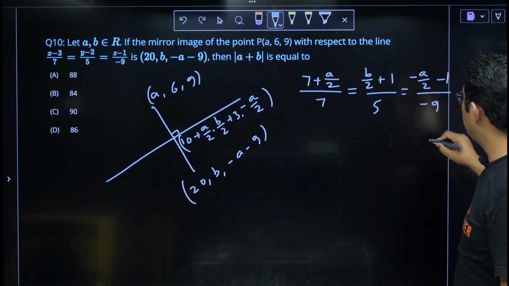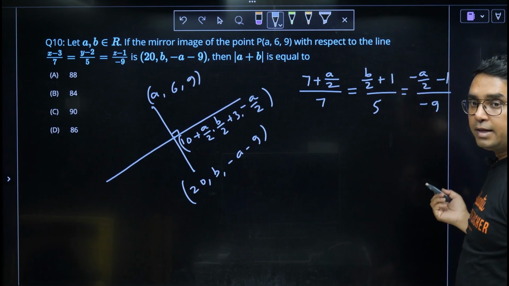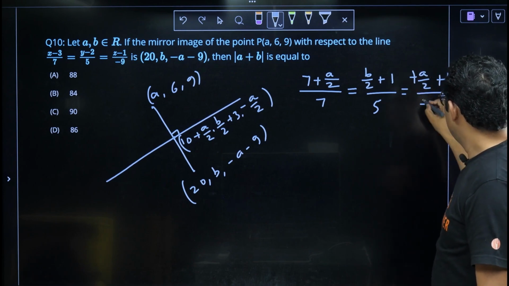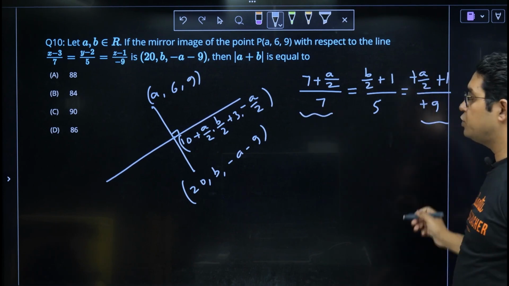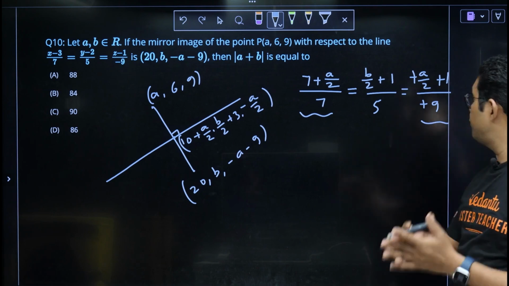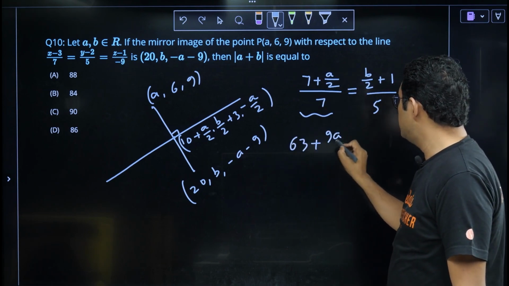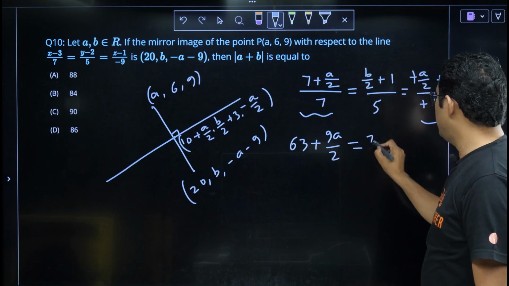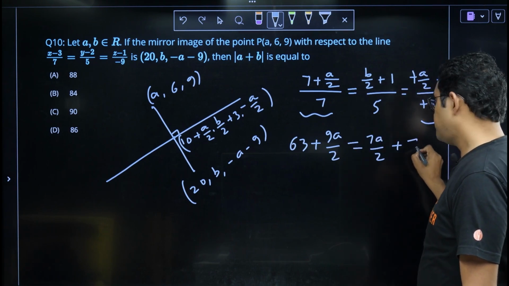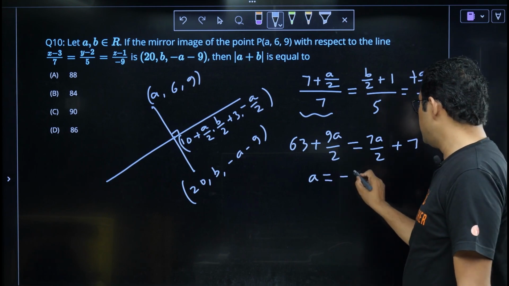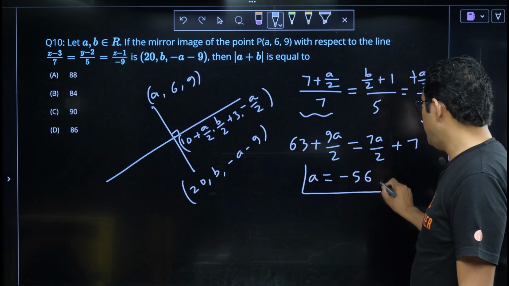I think in the last one, we can remove all the minus signs. So A by 2 plus 1 upon 9 also we can write. Let me write it like this only. Now the first ratio and the last ratio, if we simplify, I think we will get the value of A. 9 will be multiplied here. 63 plus 9A by 2 is equal to 7A by 2 plus 7. 7A by 2, if I bring it here, it will be A. 63, if we take that side, so it will be minus 56. So that's the value of A we are getting.